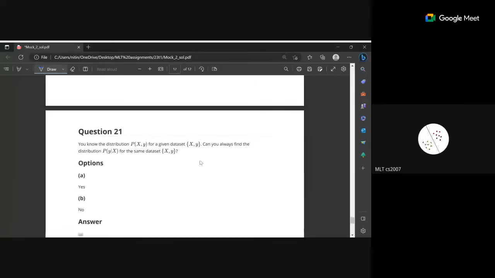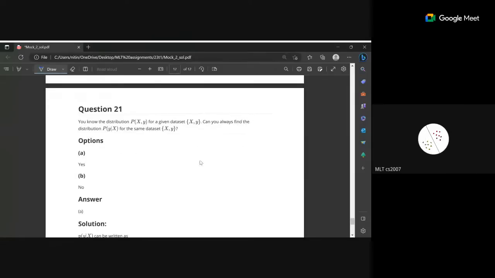Okay. So one more last question. You know the distribution of P(X,Y), so you know the joint distribution. Can you always find the conditional distribution? Can I write P(Y given X) as P(X,Y) upon P(X)? Can I write this like this?